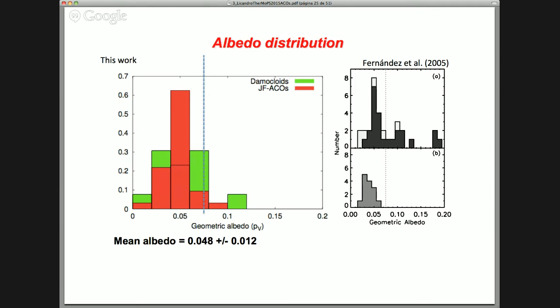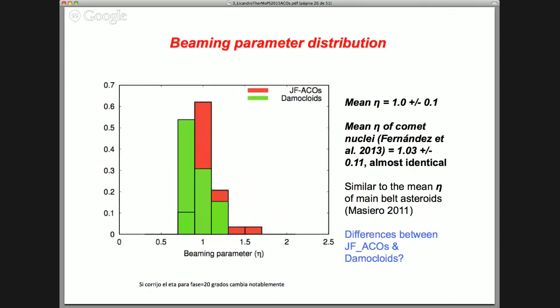If we restrict to the objects with eta, this is the distribution, and this is the distribution of eta. It has a mean value of 1, like the one that Jan presented for comets, but looks slightly different for Damocloids and Jupiter family comets. But it's also very similar to the mean eta of all main belt asteroids according to Maziero, which is 1. So what's going on with the eta? Are there really differences between those populations of comets in the eta value or not?